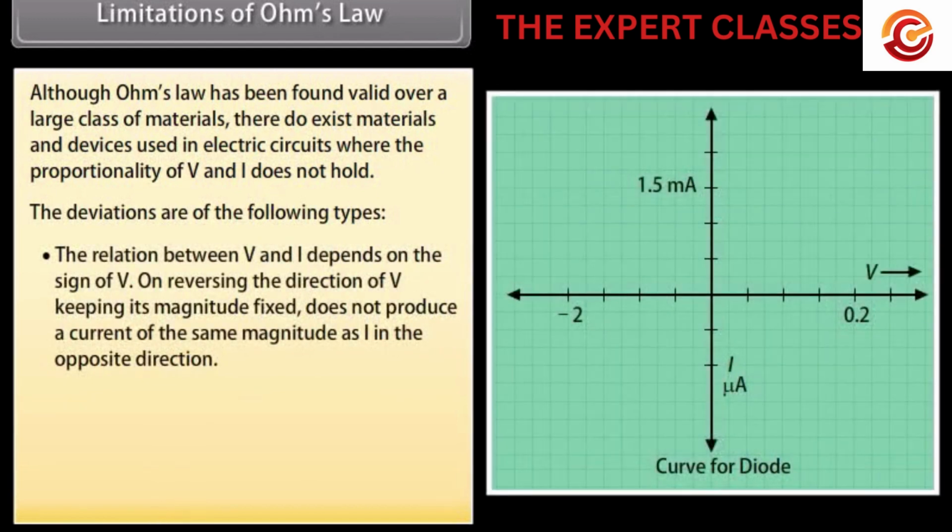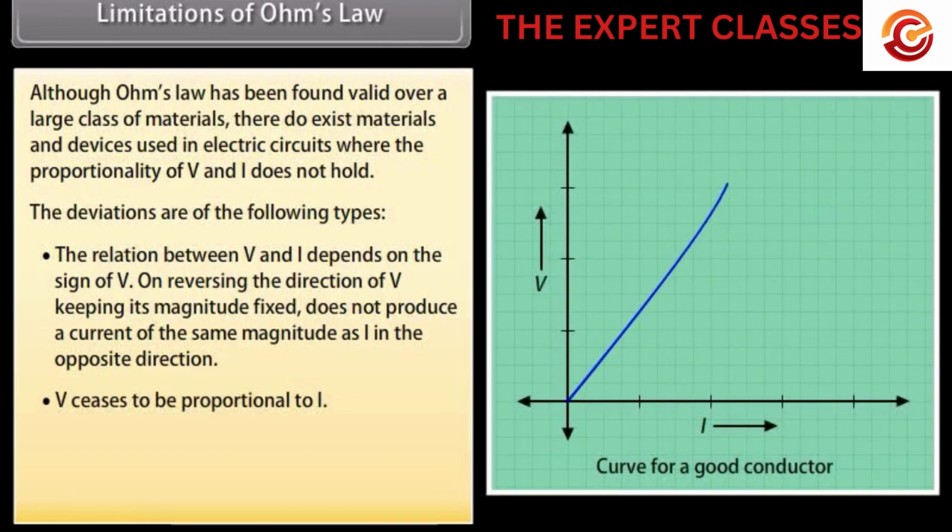The relation between V and I depends on the sign of V. On reversing the direction of V, keeping its magnitude fixed, does not produce a current of the same magnitude as I in the opposite direction.